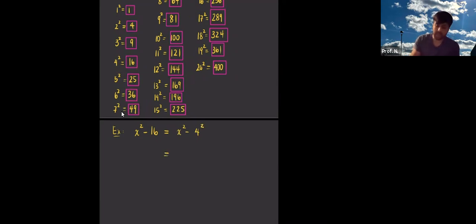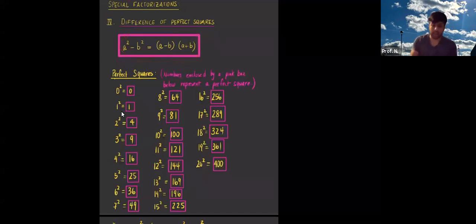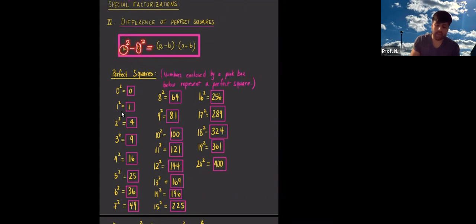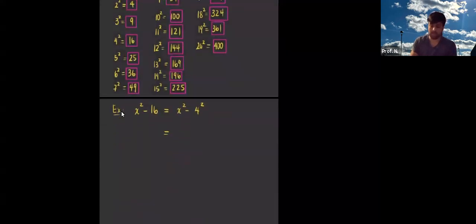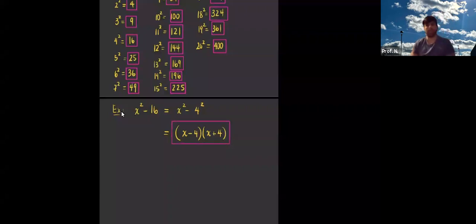And now, do you see how this is reminiscent of what I have here? I know that if I have something squared minus another thing squared, I can rewrite this as the difference of those two terms multiplied by the sum of those two terms. And this is exactly what I have. I got something, which is x squared, and I got another thing, which is 4 squared. So then the factorization becomes x minus 4, x plus 4, and I have factored the difference of perfect squares.